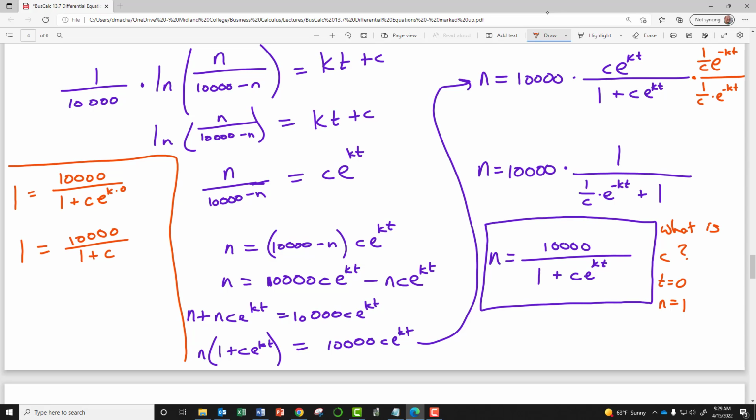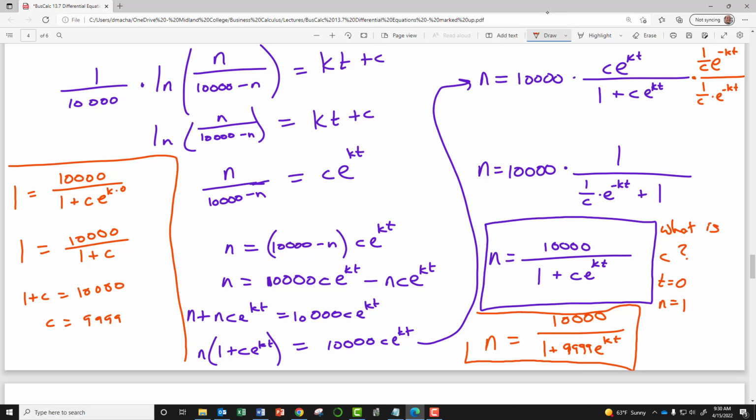So if I want to know what c is, I have to multiply both sides times 1 plus c. We find that c is equal to 9,999. So if I rewrite this one more time, here's 1 plus 9,999 e to the kt. The only thing I don't know yet is k.